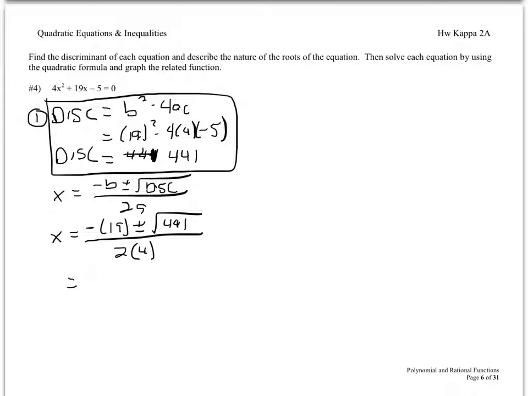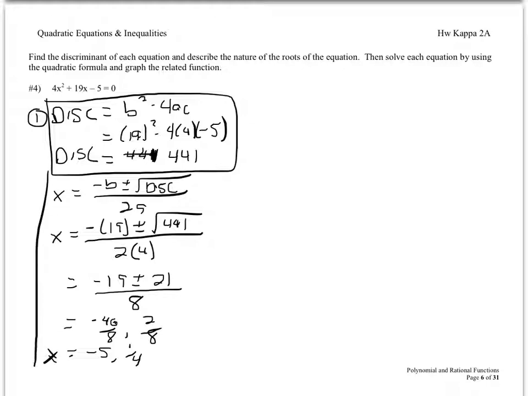Simplifying this just a bit, we get negative 19 plus or minus, 441 is a perfect square, square root's 21, over 8. This gives us negative 40 over 8, comma, and 2 over 8, which reduces to a negative 5 and a 1/4. So we have here our x-intercepts, negative 5 and positive 1/4.